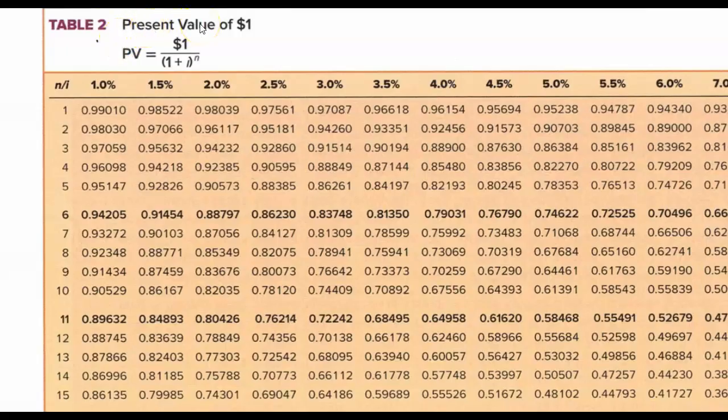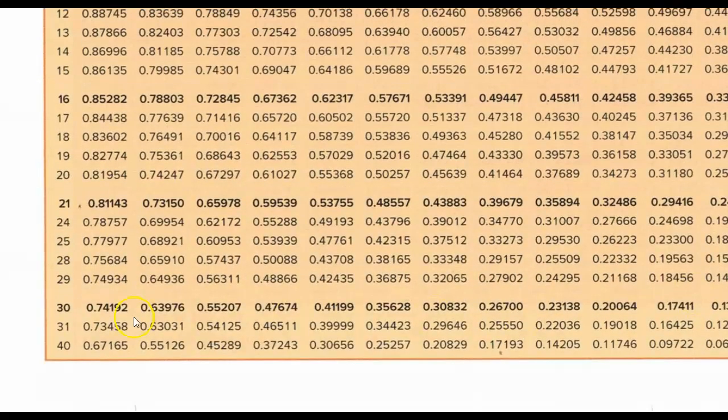Present value, where I equals 6% and N equals 40, is 0.09722.